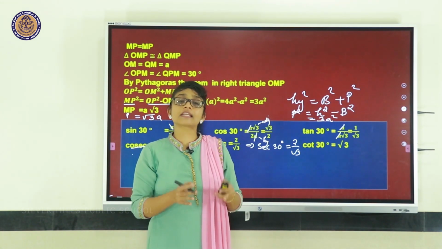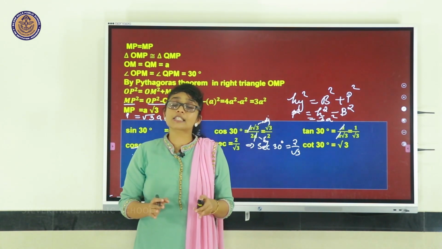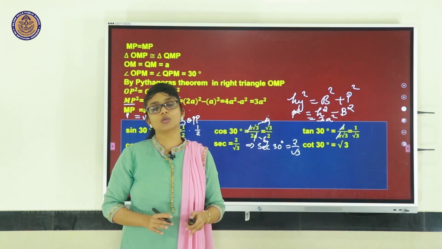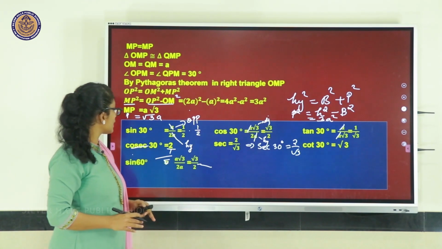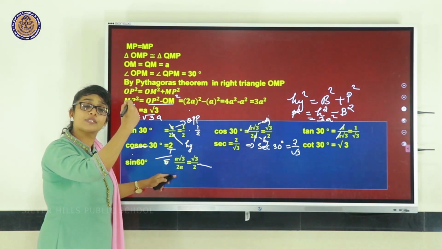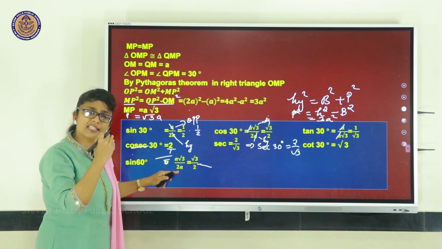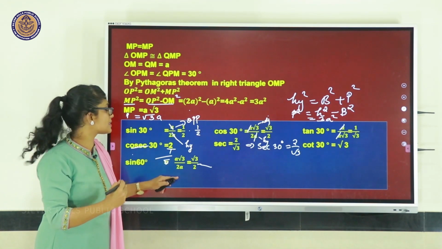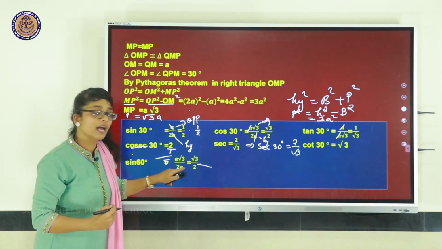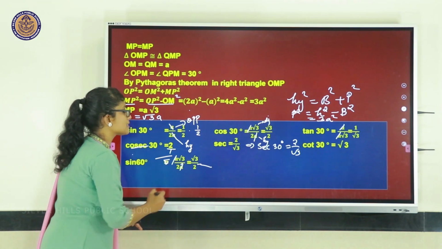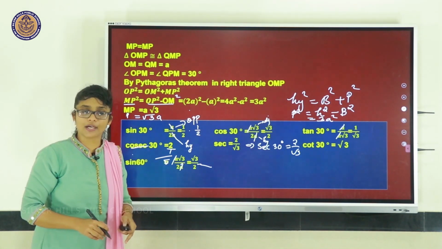By using this right triangle, we can easily find the 6 trigonometric ratios of 60 also. So the first one is sin 60. Sin 60 is opposite to angle 60. The same right triangle we are using, opposite to angle 60 is A root 3, and hypotenuse is 2A. A cancel, then it is root 3 by 2.